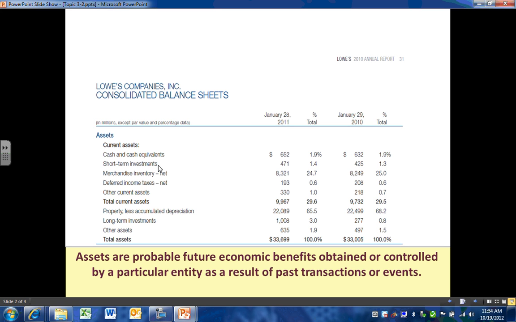So short-term investments can quickly be converted into cash if they're traded on an open market. If Lowe's owns stocks and bonds of other companies as an investment, and they're traded on an exchange, they can quickly be converted into cash by calling up their broker and selling. Lowe's main operations, of course, is to buy merchandise inventory and then resell it. So the liquidation of inventory would occur when a customer comes in and purchases the merchandise.